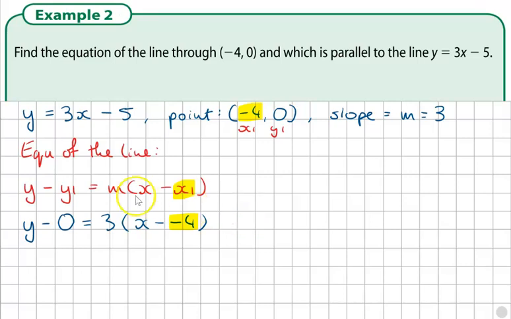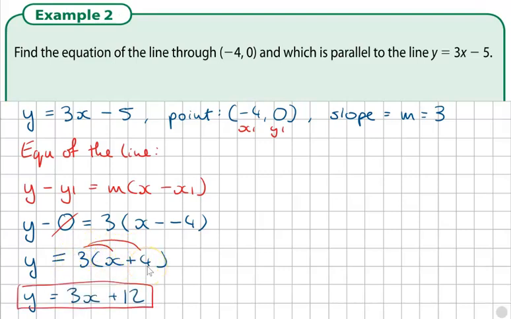So then we're going to simplify. So y minus 0 is just y. And then we're going to have 3 bracket x minus minus 4, and the minus minus will give us plus. So the minus minus changes to plus. Next, we multiply out our brackets. So we bring down the y and the equals, and 3 multiplied by x is 3x, and 3 times 4 is 12. So we get y is equal to 3x plus 12.